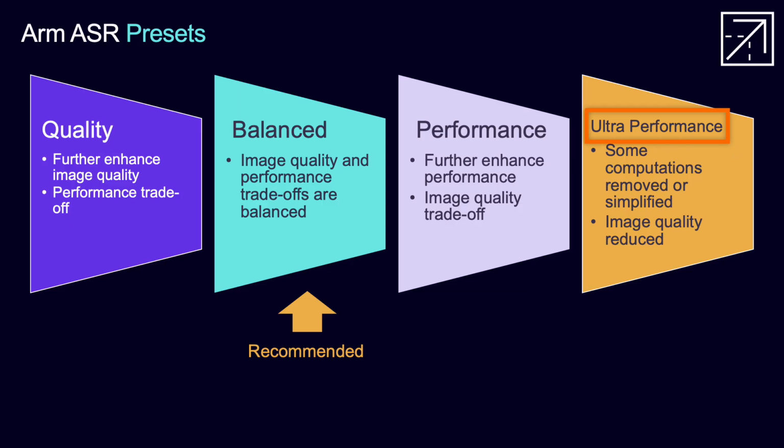Ultra performance mode removes or simplifies some of the heavier computations, further reducing image quality but improving speed and lowering memory usage, ideal for low-end GPUs or battery-sensitive devices.